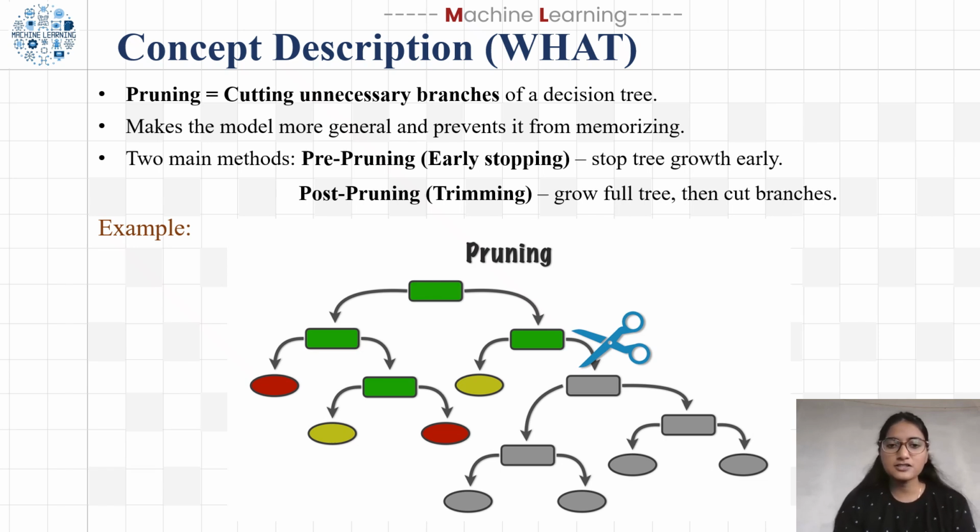And the second one is post-pruning, which means trimming. So in this method, we first allow the tree to grow fully, even if it becomes very complex. And later, we look at each branch and ask, does this branch really improve accuracy? And if not, then we cut it off.